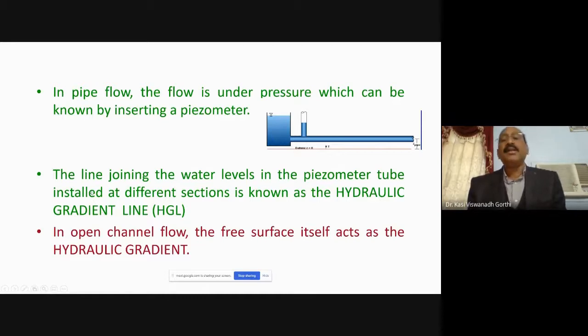So, Reynolds experiment you must have conducted. The line joining the water levels in the piezometer tube installed at different sections is known as the hydraulic grade line. Now we are coming to open channel flow.